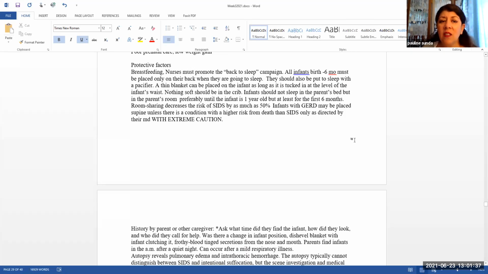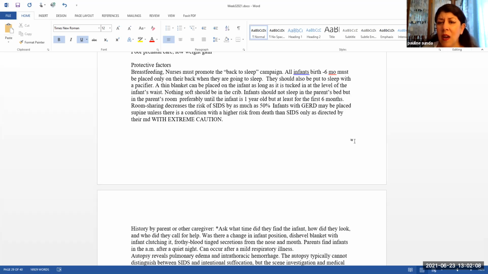Here are some protective factors. Breastfeeding. Nurses must promote the Back to Sleep campaign. All infants from birth to 6 months of age must be placed only on their back when they are going to sleep. They should also be put to sleep with a pacifier. A thin blanket can be placed on the infant as long as it is tucked at the level of the infant's waist. Really, nothing soft should be in the crib.